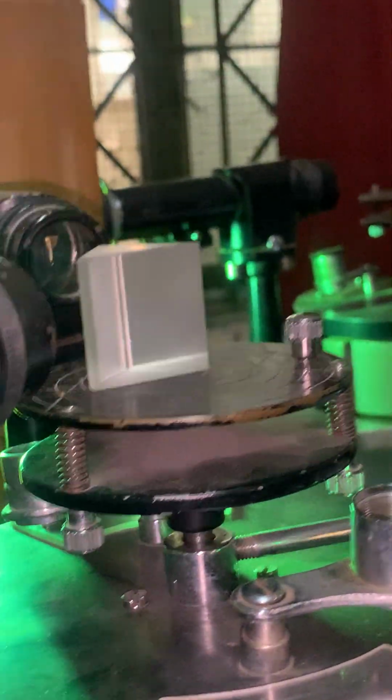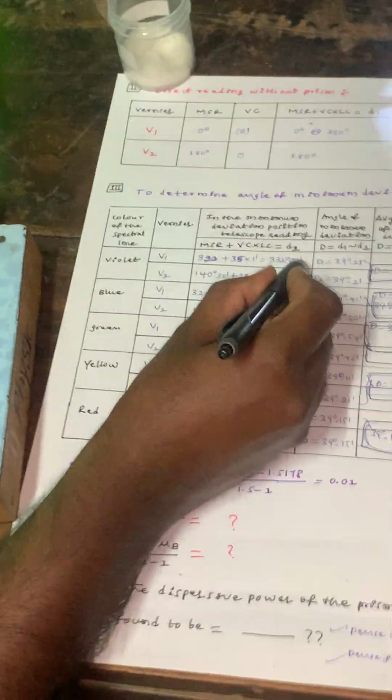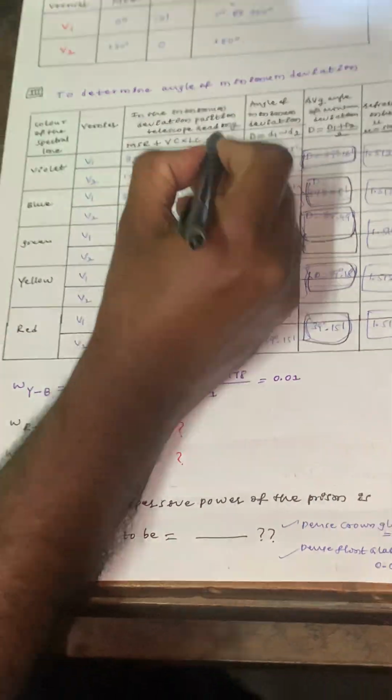For each and every color you have to find the V1 and V2. Here V1 and V2 are vernier 1 and vernier 2. For each and every color, MSR, vernier coincidence and least count you have to find out. This is the D2 value.